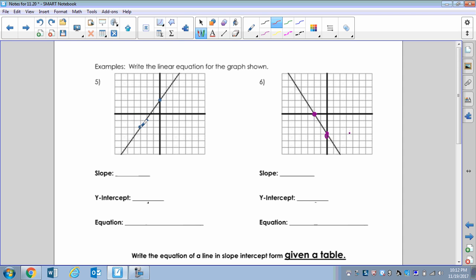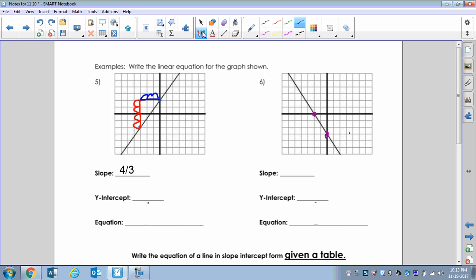Alright, so looking at this first one, we would find the slope by starting at this leftmost point, drawing our line up and our line horizontal, our vertical and horizontal lines, and counting them out. We went up 1, 2, 3, 4, and we go over 1, 2, 3. So we end up with a slope of 4 over 3 again.